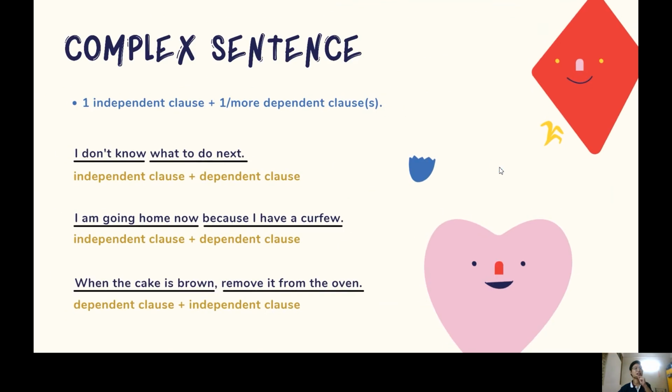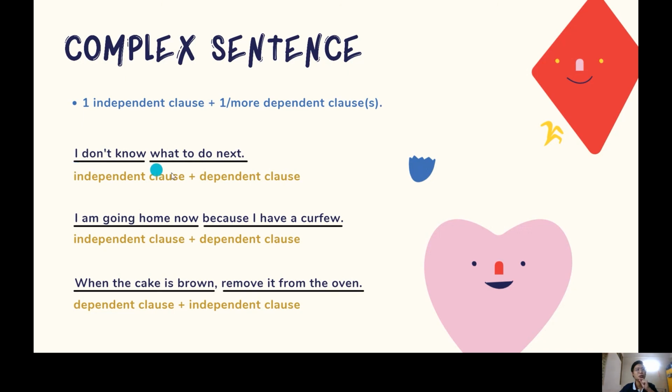Now, our third sentence of the day, complex sentences, which consist of one independent clause plus one or more new term, dependent clauses. Dependent clauses are the direct opposite of independent clauses. Remember that just now we said independent clauses are clauses that can represent themselves. Dependent clauses are clauses that cannot represent themselves. Okay, let's learn from the examples below, shall we?